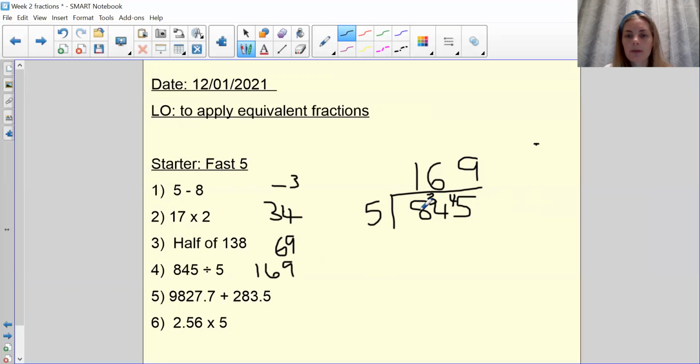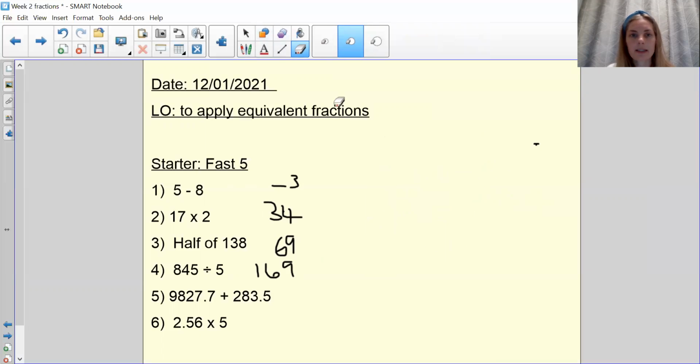Right, let's just double check. 5, yes. Left 3, yep, that's happy. And I feel confident that that's the answer. See, even us teachers check our answers quickly at the end. Right, the next one.